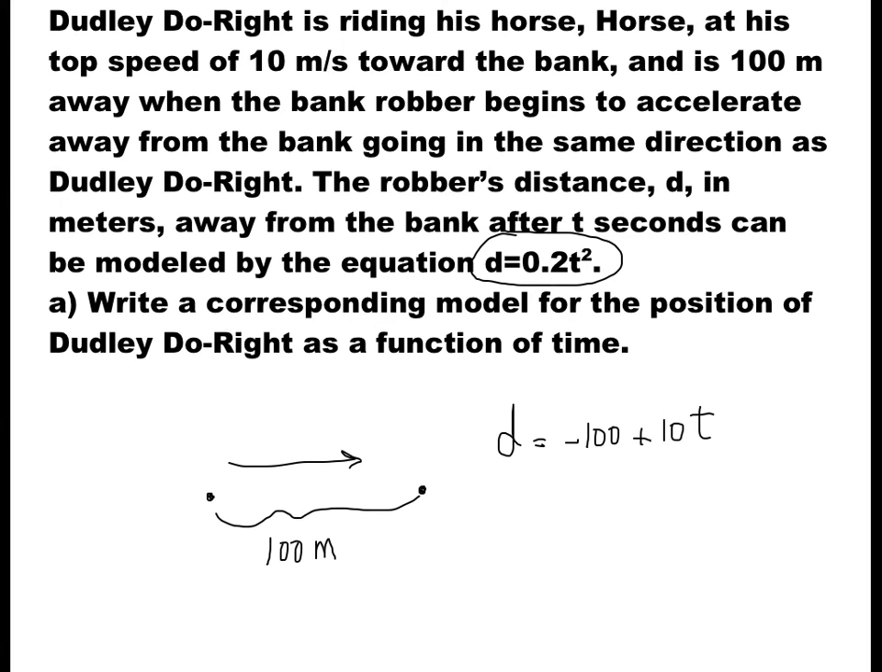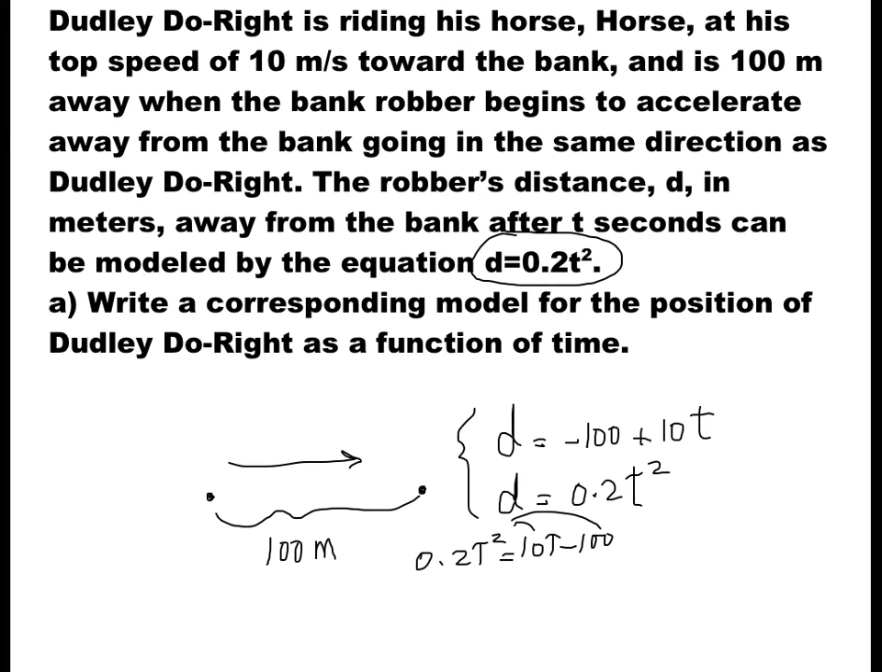So this is the equation representing Dudley Do-Right's distance from the bank, and the equation representing the distance of the robber is 0.2t squared. Now we have to find the point where these two meet each other. So we have to find the point of intersection between these two equations. We are going to use the substitution method, so I'm going to say 0.2t squared is equal to 10t minus 100.